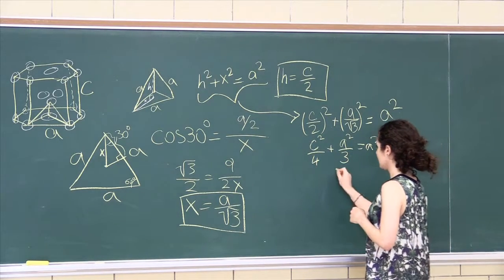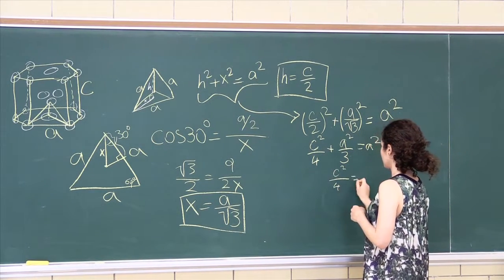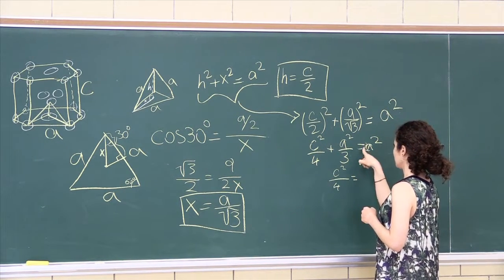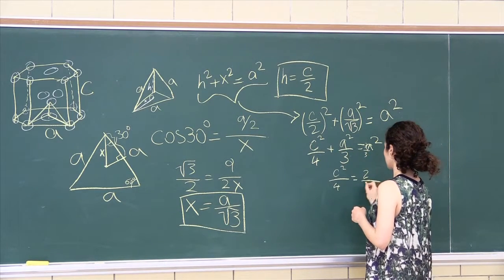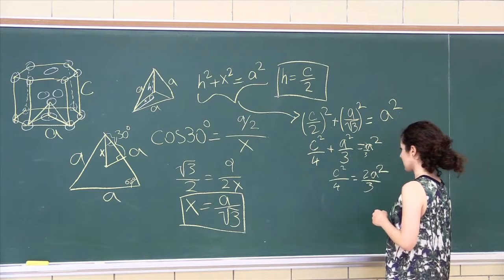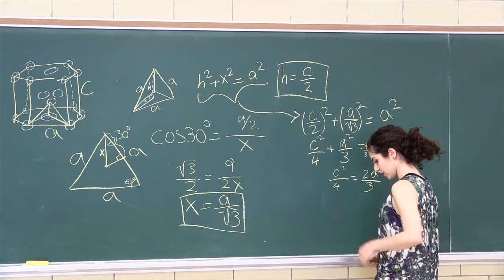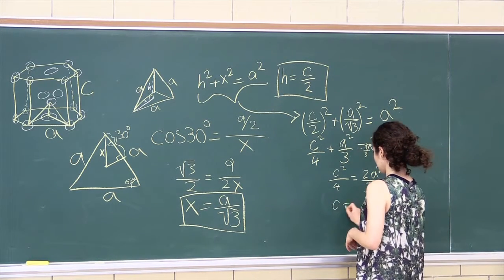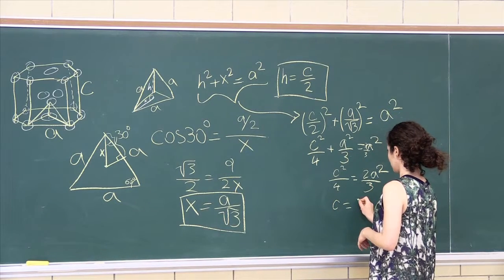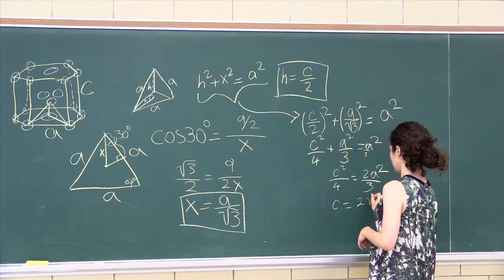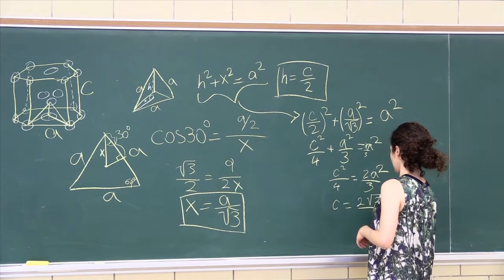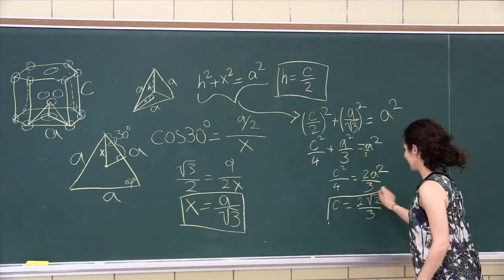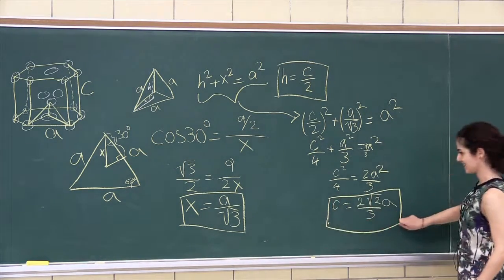Take this to the other side. C squared over 4 is equal to, let's say 3 over 3, 3 minus 1, 2 over 3, A squared. All right, so I'm going to solve for C over here, and I'll say that C is equal to 2 root 2 over 3 A. And that is the answer.